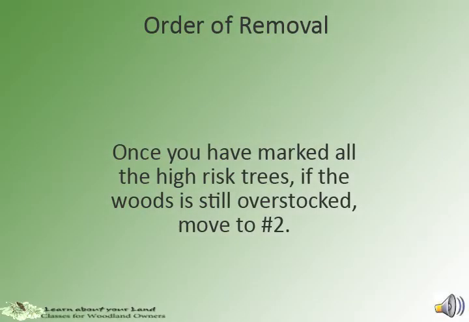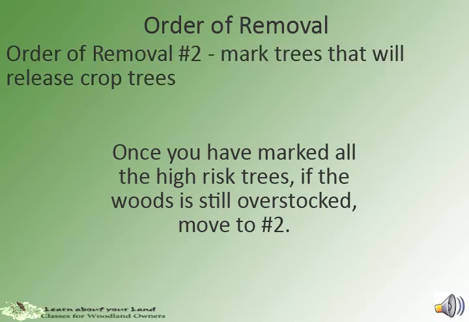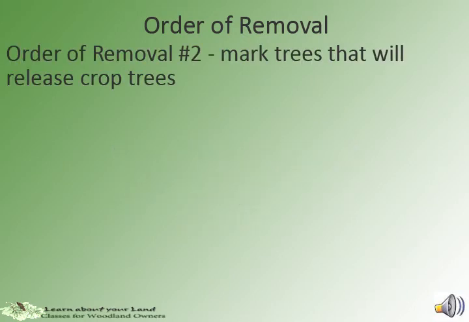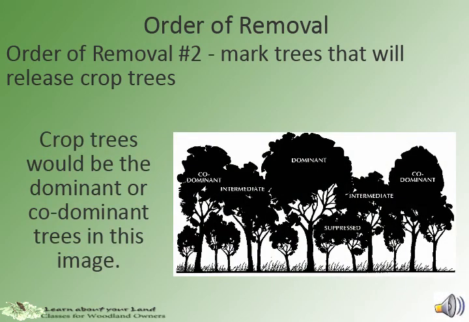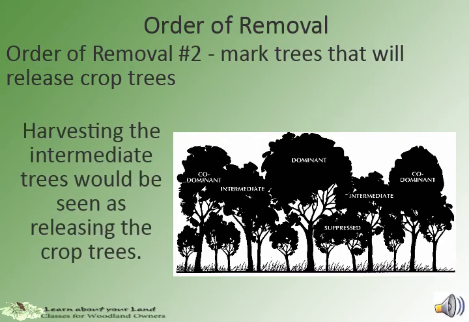Once you have marked the high-risk trees, then you focus on your crop trees. Crop trees are actually trees you want to keep that help you accomplish your woodland goals. For example, if you are promoting turkey habitat, your crop trees might be the dominant oaks. Then you would want to mark trees around those dominant oaks that are preventing it from its best growth. Again, repeat the process of checking basal area before cutting or moving to order removal number 3.